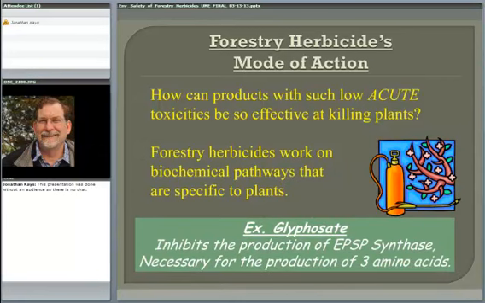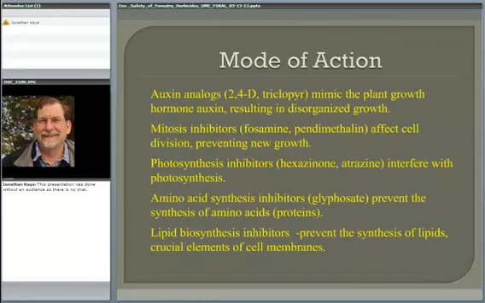Just to give you an example of glyphosate, which is typically more known as Roundup, but comes in many other forms now. It inhibits the production of material synthase, which is essential for the production of 3 amino acids related to protein and to photosynthesis. So we don't have those materials in our biochemical pathways. That's the important thing to remember.